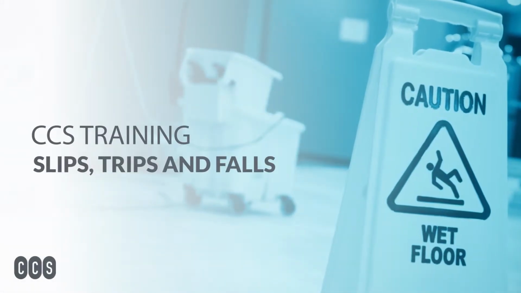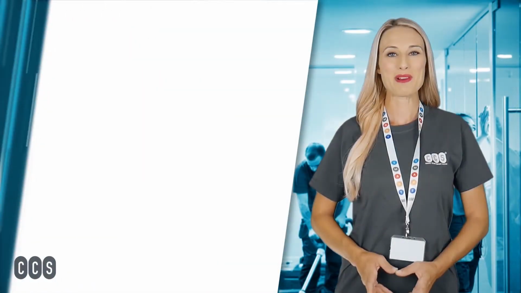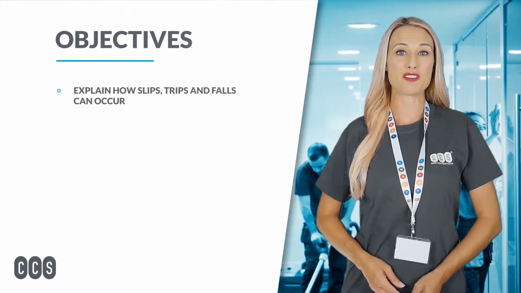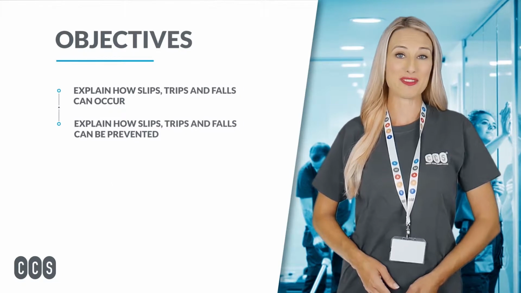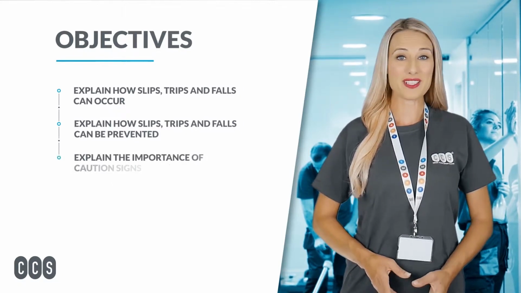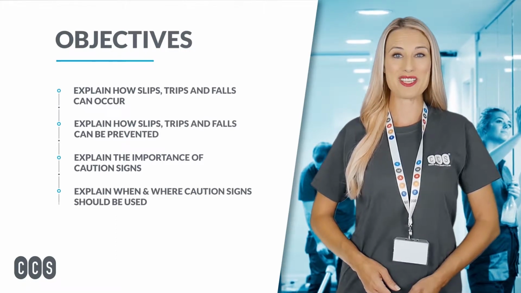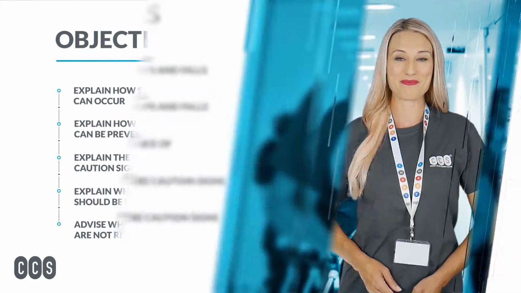CCS training, slips, trips, and falls. By the end of this video, you will be able to explain how slips, trips, and falls can occur, explain how slips, trips, and falls can be prevented, explain the importance of caution signs, explain when and where caution signs should be used, advise when and where caution signs are not required.